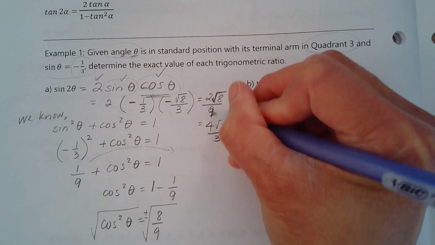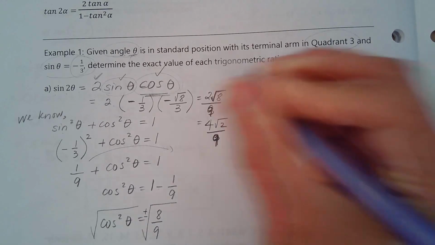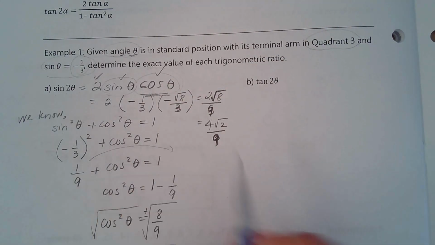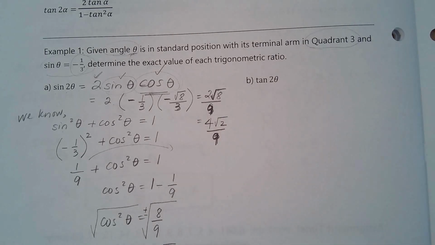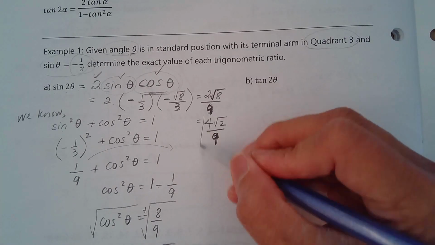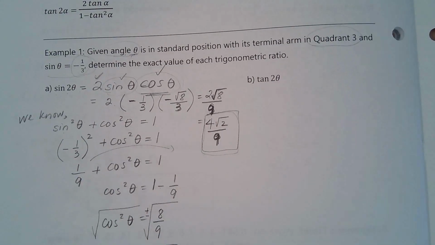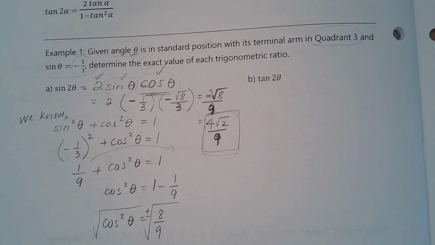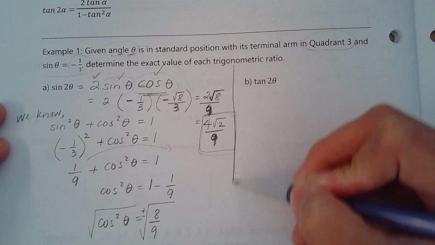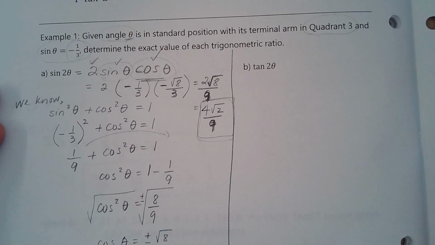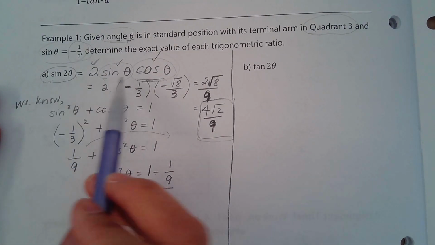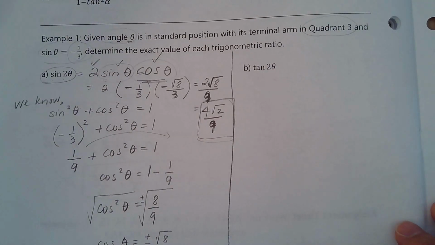Over 9, yes. Because 3 times 3 will give us the 9. Okay, so now if we had to double the angle, wherever that angle is, it's going to be 4 root 2 over 9. Okay, so far so good. That was not bad. Like I said, we don't have a strategy for this, but we can figure it out with the identity.